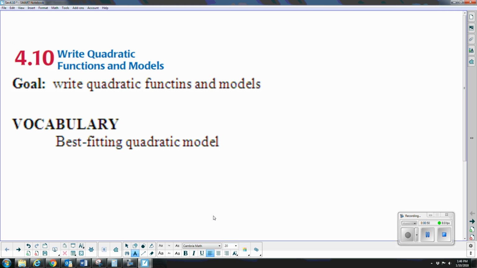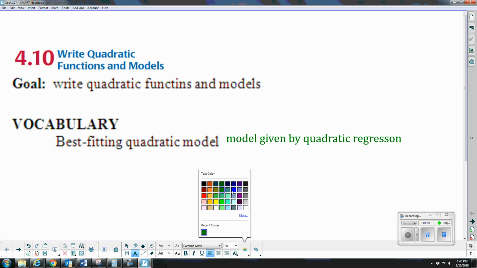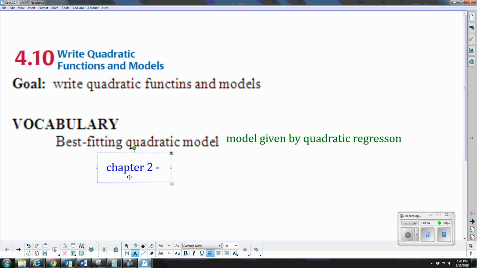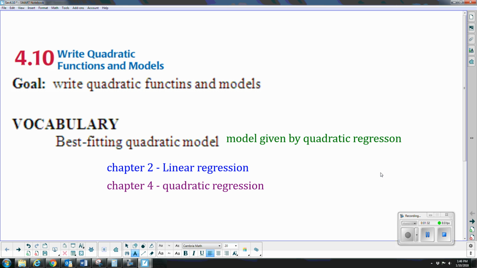So we've got a key vocab term, and it's best fitting quadratic model. And this model is the model that's given by quadratic regression. So again, from chapter 2, we did linear regression. In chapter 4, we're going to do quadratic regression. In chapter 4, specifically this lesson, 4.10.